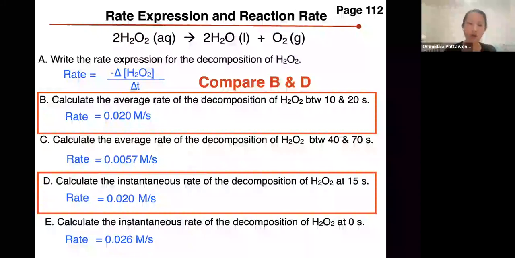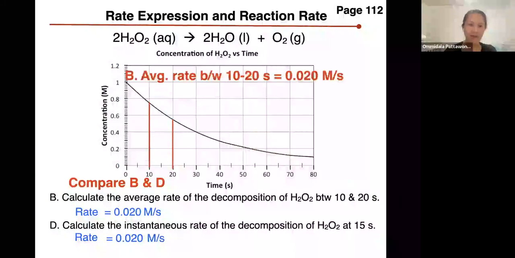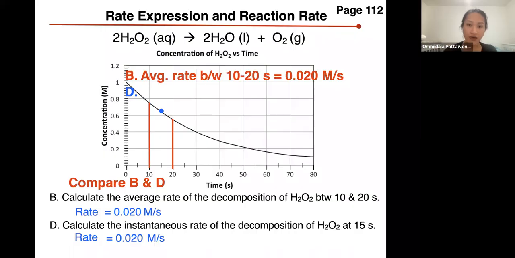Okay, so when you're looking at part B, you are looking at the average rate between 10 to 20 seconds, so it's within that range, right? And if you're looking at D, we are looking at 15 seconds. 15 seconds falls between the 10 to 20 seconds, right? So this is 10, this is 20, so the 15 falls into here. Okay, and you will see that both of them have the same value, which makes sense.